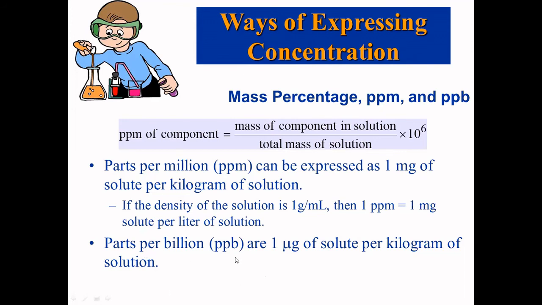For parts per billion, you just change this one, class. The 10 raised to 6, you just change it to 10 raised to 9. It's billion, meaning it's much smaller than ppm. So it's parts per billion. Equivalent is 1 microgram solute per kilogram of solution. So if this is milligram per kilo, this one is microgram per kilo.